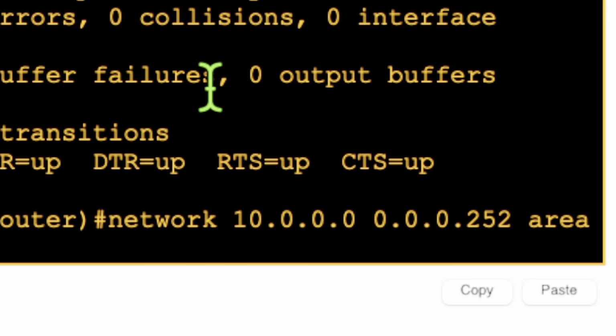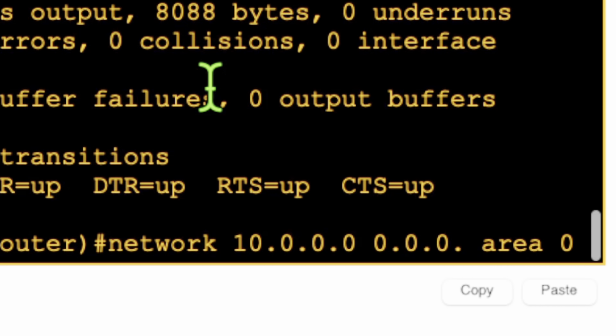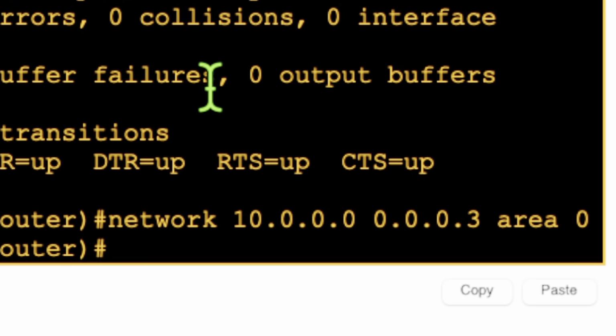All right, guys, I made a mistake right here with my wildcard mask. That would be correct if it was a subnet mask, but we have a wildcard mask, and this is really 3. So it would be network 10.0.0.0 0.0.0.3 area 0. That's the correct network with the correct wildcard mask. All we have to do is go over to router 2 and do the same configuration. So we're just getting our practice in.